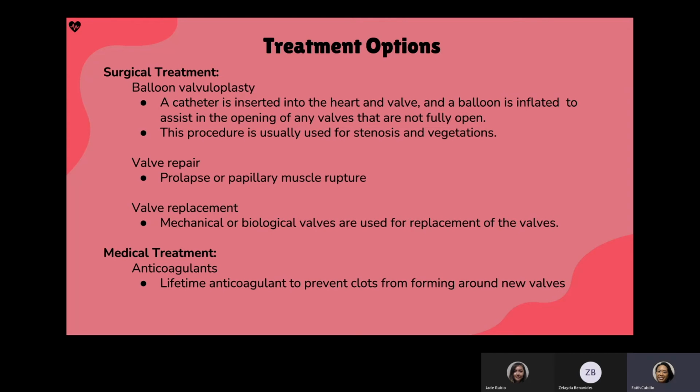When given a valve replacement, the patient should take anticoagulants for the rest of their lives to prevent clots from forming around the new foreign object in their body.